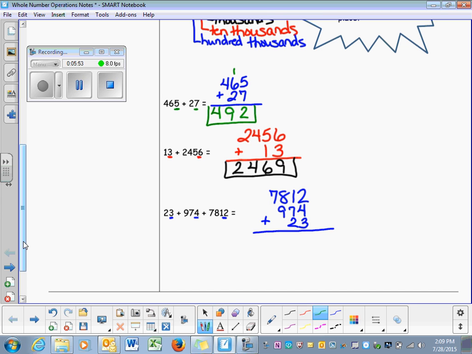So starting on the right, 2 plus 4 is 6, plus 3 is 9. 1 plus 7 is 8, plus 2 is 10. Put down the 0, carry the 1. 1 plus 8 is 9, plus 9 is 18. Put down the 8, carry the 1. 1 plus 7 is 8. So 8,809.